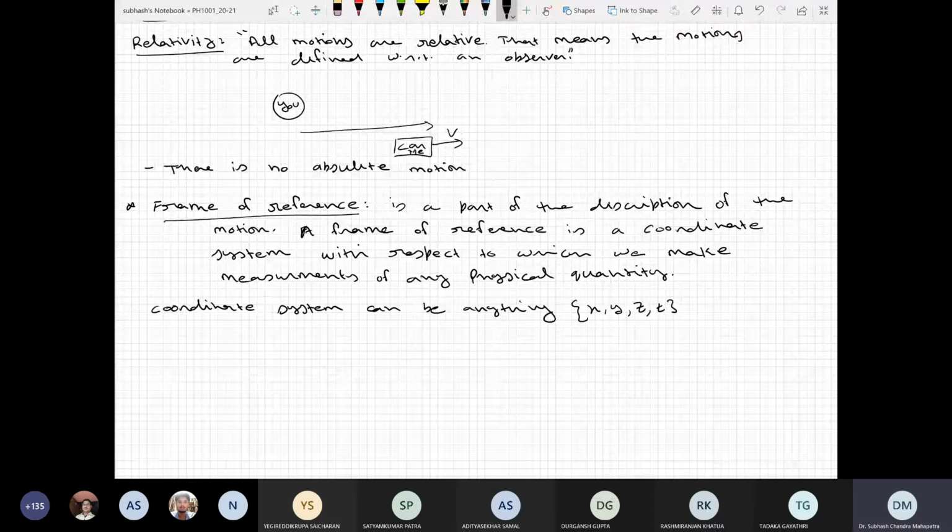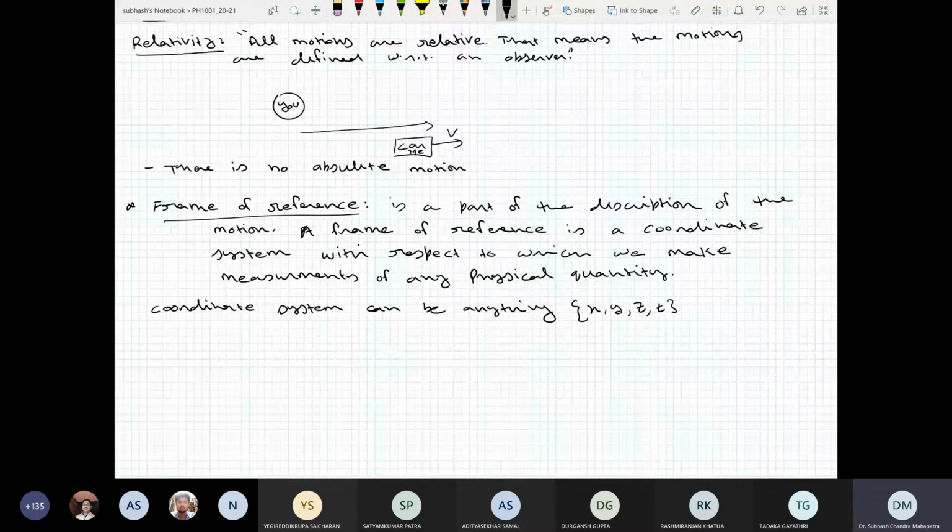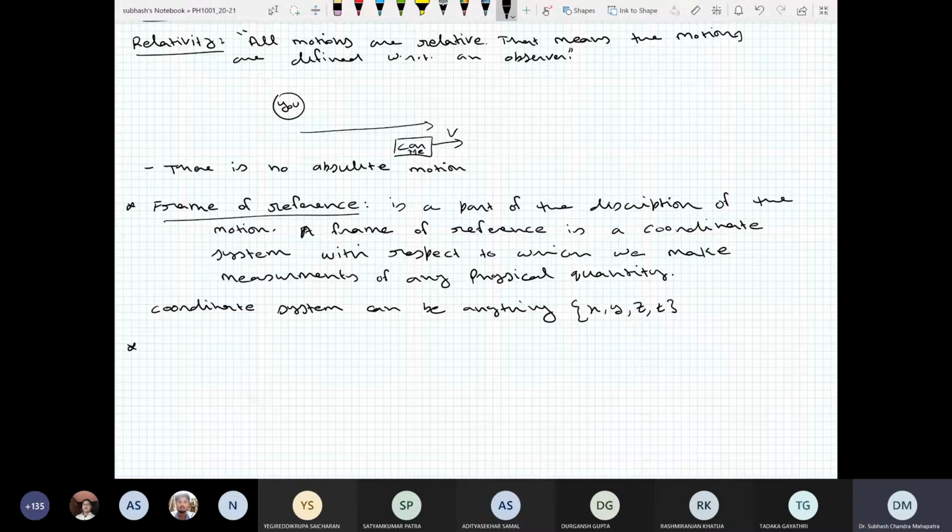For example, let's say a bomb blast happened. Suppose a lightning happened in Rourkela. So you can define the Rourkela coordinates x, y, and z, and we have to define at what time it happened. So you have to define x, y, and z as well as time. This is called an event.